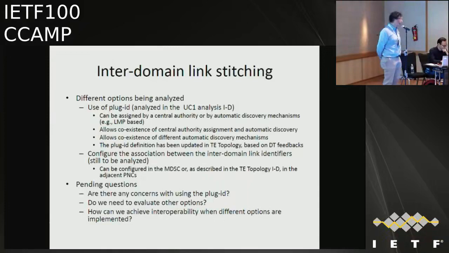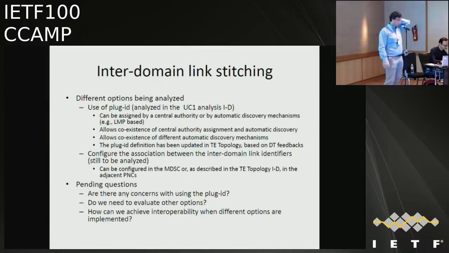A second issue, the second option, which we have not finished, we didn't have time to analyze before this meeting, is that we can configure, either on the PNC or on the MDSC, how the T node ID and LTP ID on one side is matched to the T node ID and LTP ID on the other side. The configuration on the PNC is already describing a topology ID from TEAS. And there are some issues described there. The other case is not described because it's more an MDSC internal configuration.